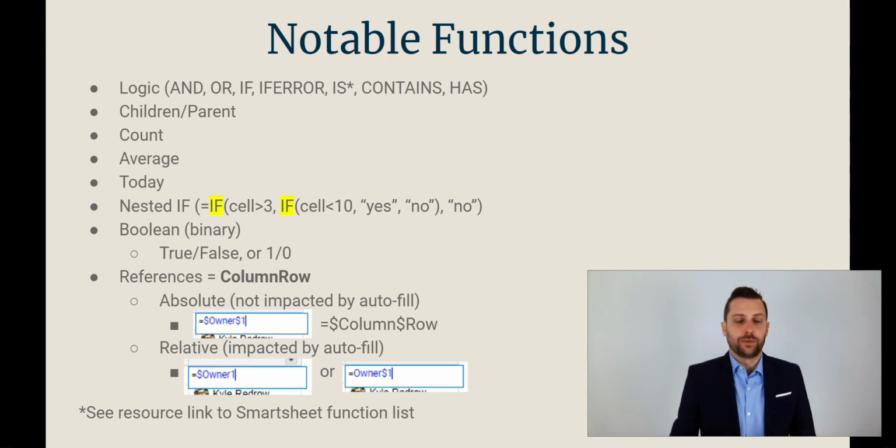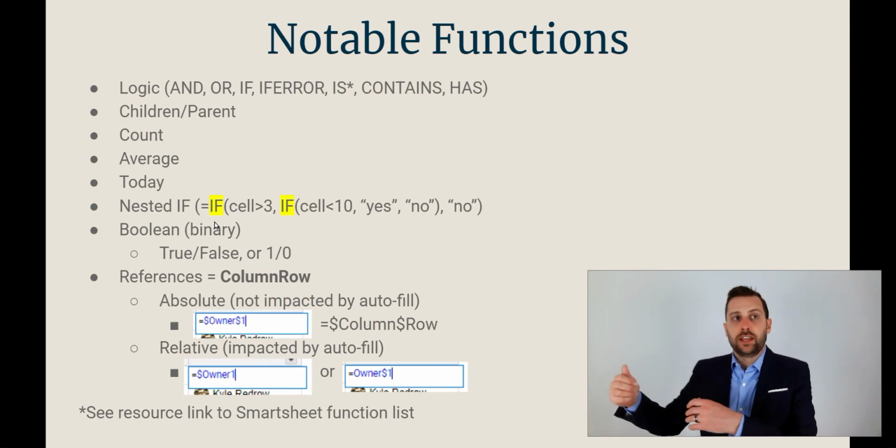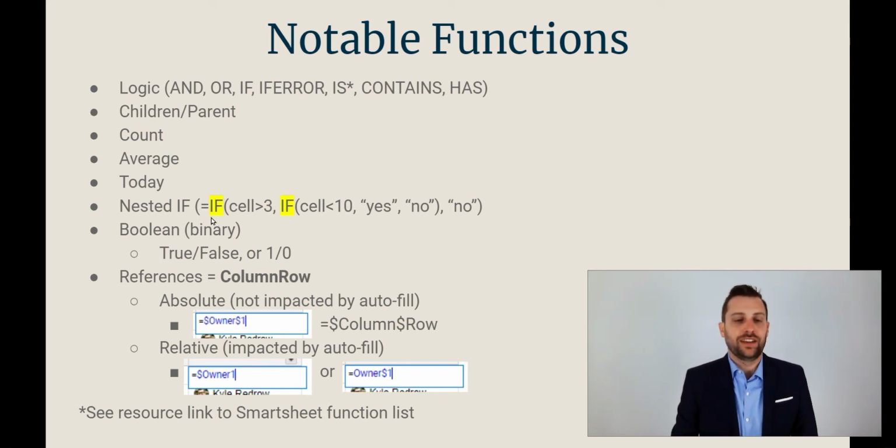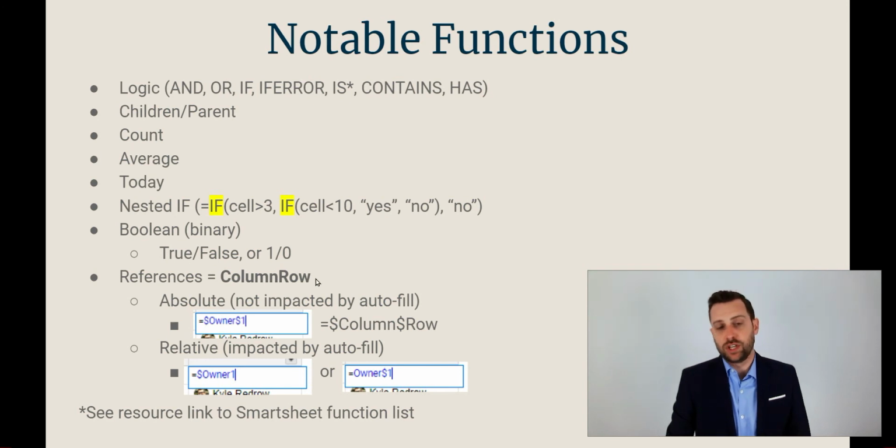Nested IF statements, if you don't know what this means, it's pretty simple. It just means any number of IF statements inside of other IF statements. So you could say, if this cell has a value greater than 3, say true, if not, say false. But if you put another IF statement in there, like this one, if cell equals IF, and then in parentheses, cell is greater than 3, this IF statement would be triggered if this statement was true. This is called a nested IF statement because this IF statement is nested inside of this IF statement. Next up are Boolean functions, which means binary, true or false, ones or zeros. We had some practice on those with the checkboxes.